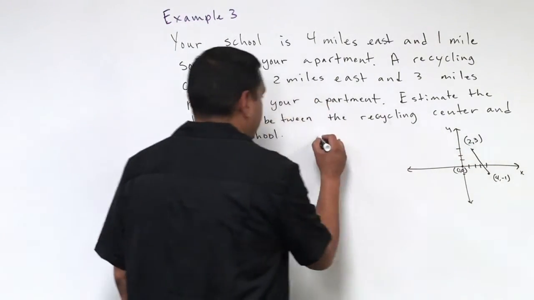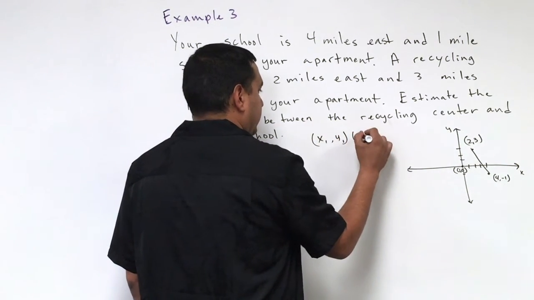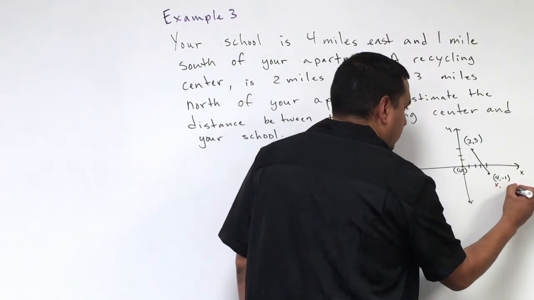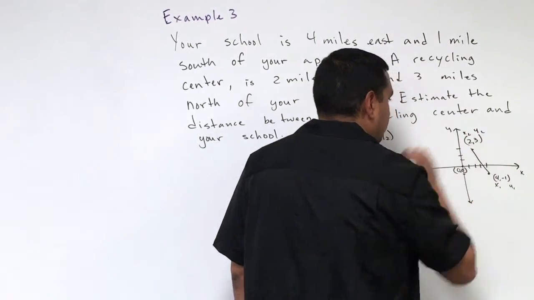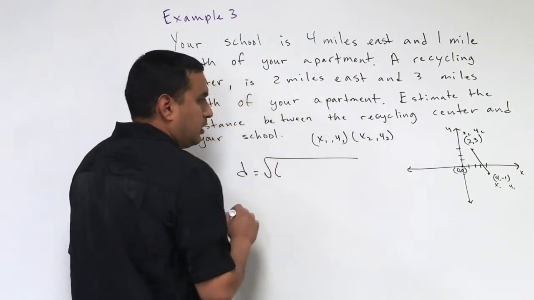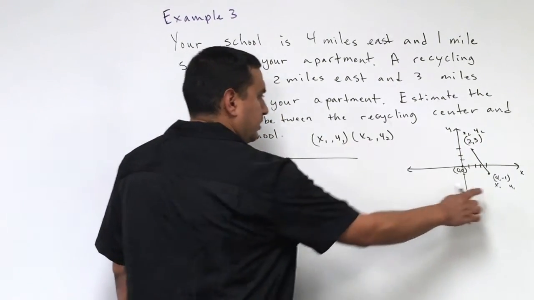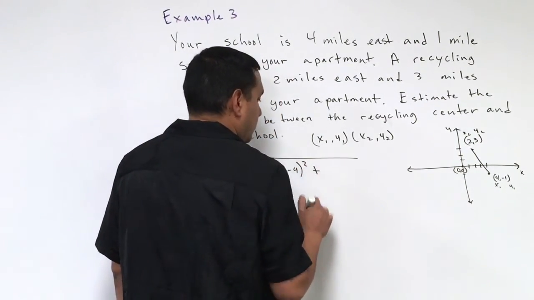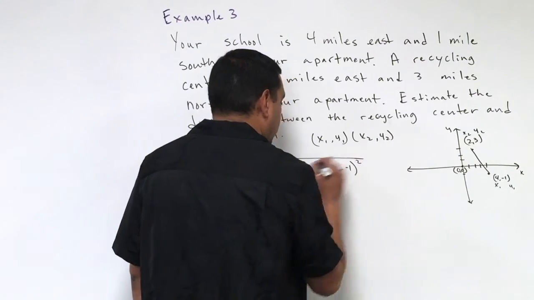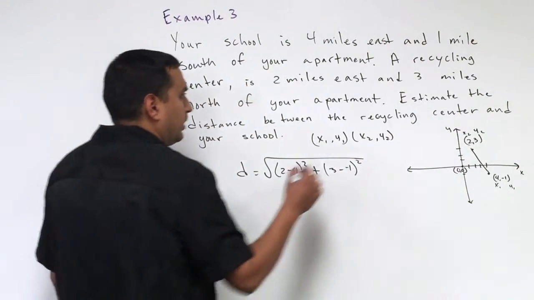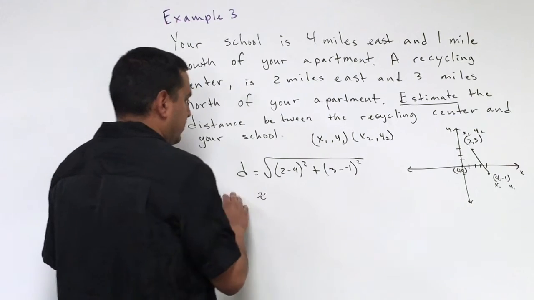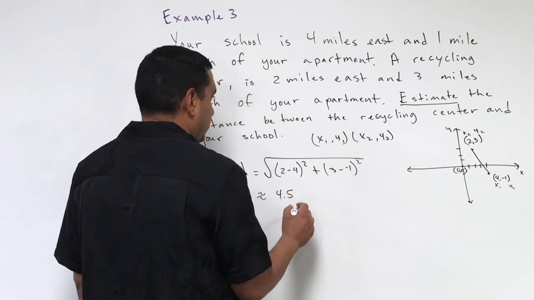To do this, remember that we need an x1 and y1, and an x2, y2. If it helps to label these, you can. You'd say x1, y1, and this would be x2, y2. To put this in the formula, the distance is equal to the square root of x2, which is 2, minus x1, which is 4, squared, plus y2, which is 3, minus y1, which is negative 1, squared. It does say estimate, so we can put this in the calculator. Putting it in the calculator, we get the distance is about 4.5 units.